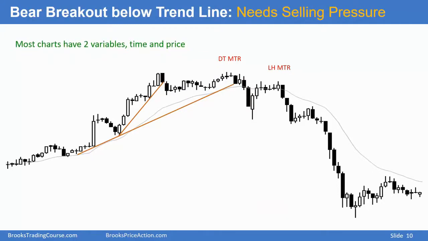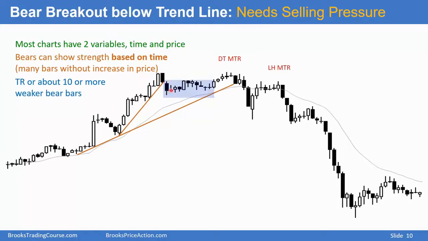All charts have 2 variables. There's a horizontal axis and a vertical axis. Usually the horizontal axis is time and the vertical axis is price. Bears can show strength by moving price quickly in their direction, but they can also show strength just by time, owning a lot of bars, preventing the bull trend from resuming up for a lot of bars. And that is often sufficient for a major reversal, a sufficient sign of strength on the part of the bears.